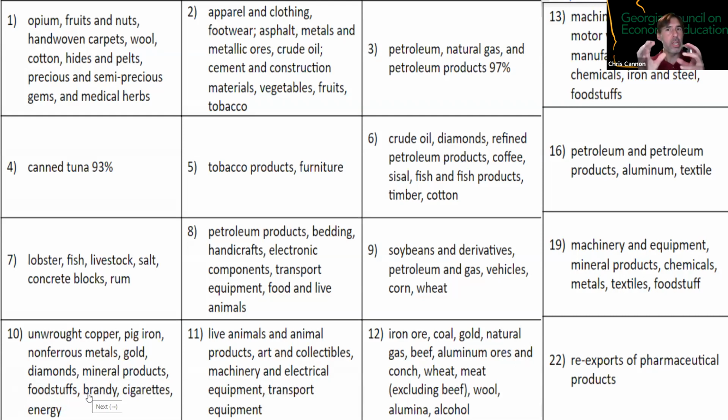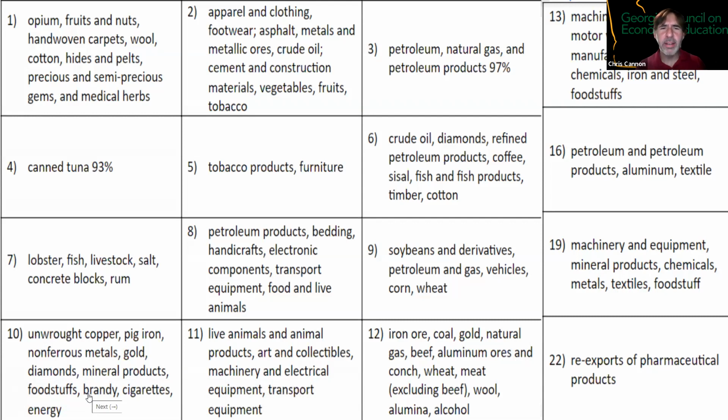You must have a lot of resources dedicated to that industry, because 93% of everything you're shipping out is canned tuna. That's a lot. And the countries are listed in the lesson plan. It tells you what each of these countries are. Man, that's a whole bunch of canned tuna.